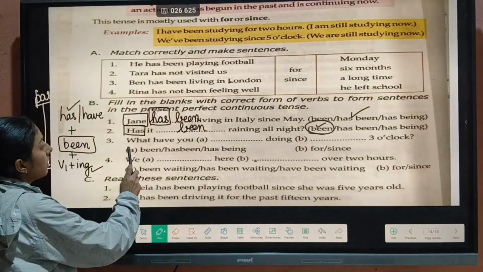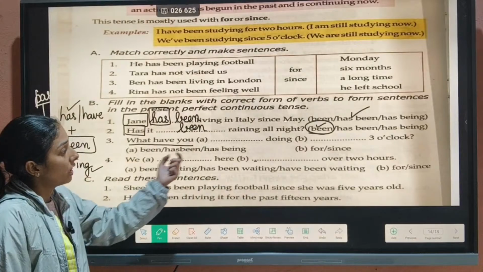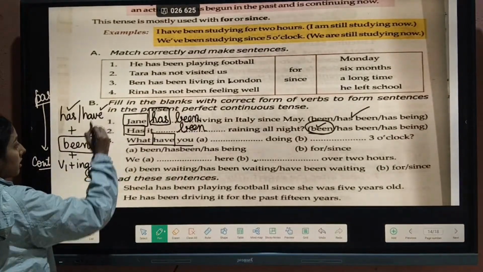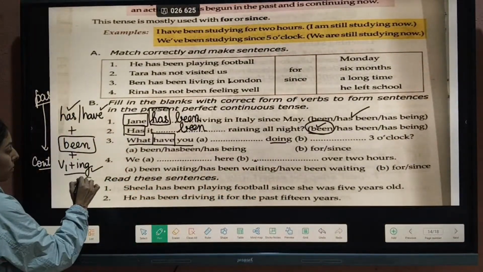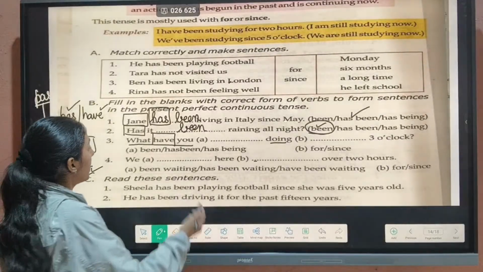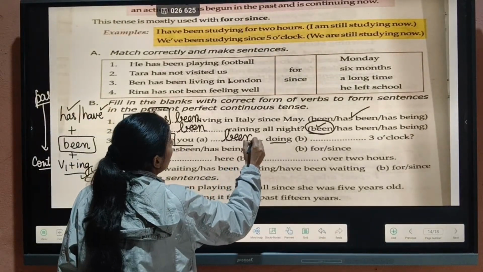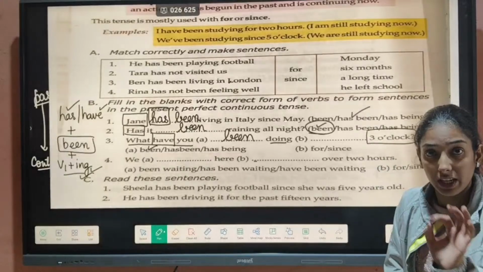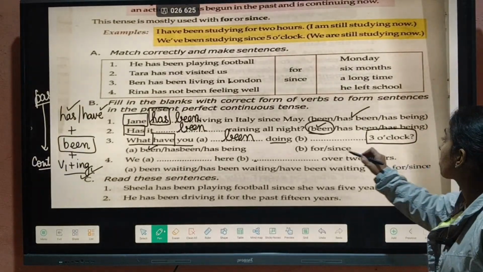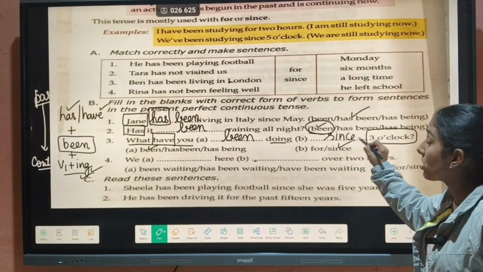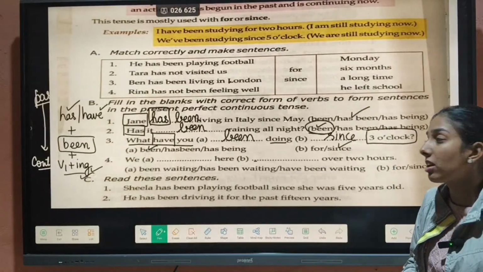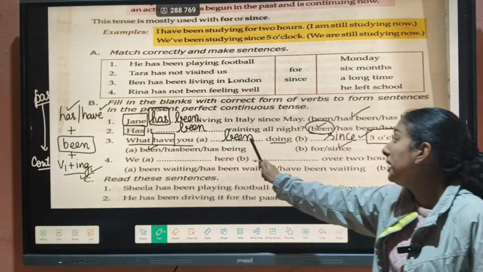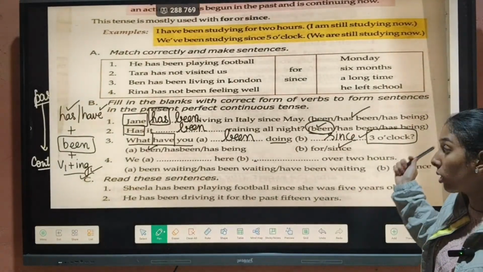Third sentence, beta. What have you dash doing? See again. Have is there. Okay. Doing. Verb first form plus ing is there. What else is missing? Only been. What have you been doing? What should come here? If specific time is there, then we have to use since. Okay, specific day, date or time is given, we will use since. Okay, what have you been doing since 3 o'clock?